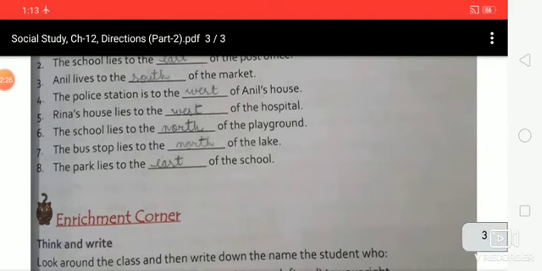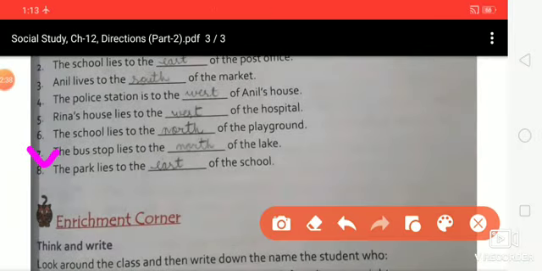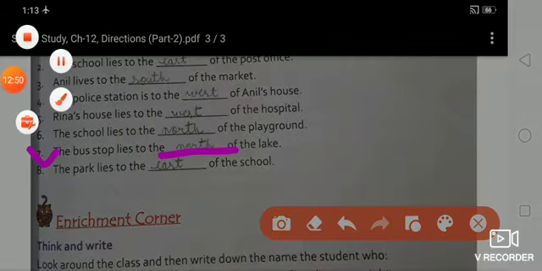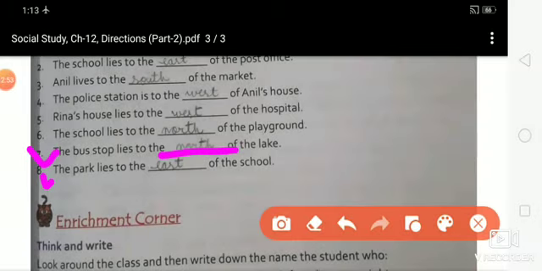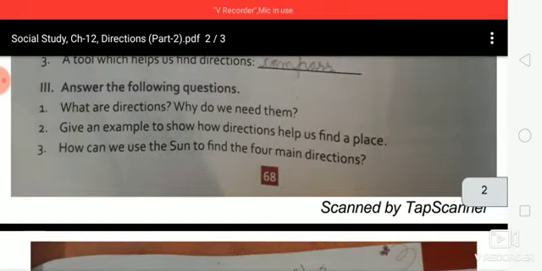The school is to the blank of the playground. North. Spelling of north. Now seventh one: the bus stop is to the blank of the lake. North. Now eighth one: the park is to the blank of the school. East. Spelling of east, E-A-S-T.